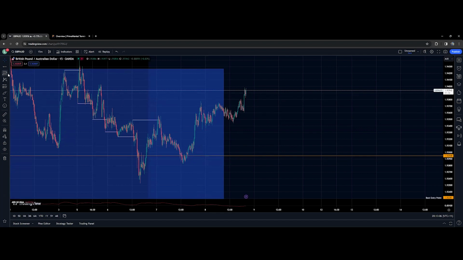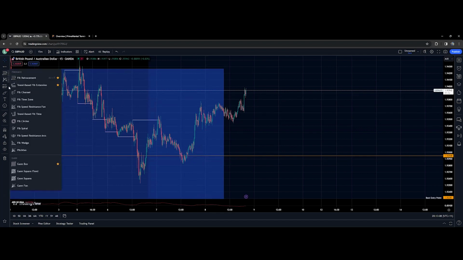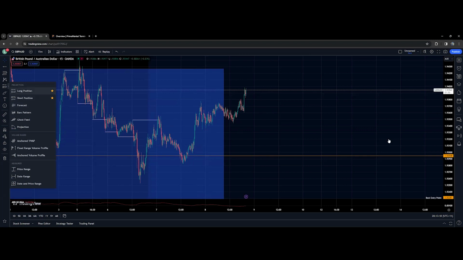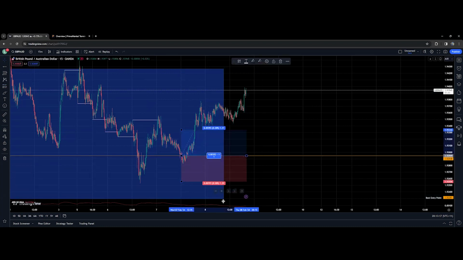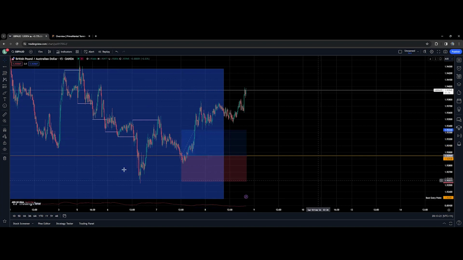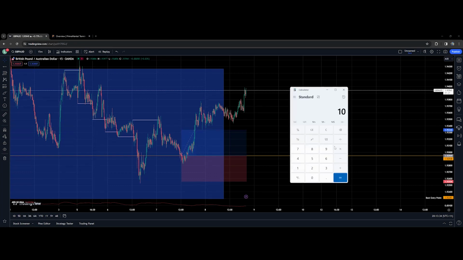Let's see how much this trade would give us. That would be a long position. Let me take this off. So this one would be a long position here, let's say, with very minor drawdown. How much ATR was there? It was 108. So if we get the calculator, 108 times 6, we're going to have 648.